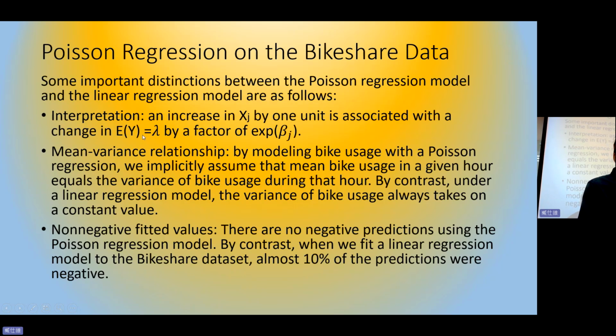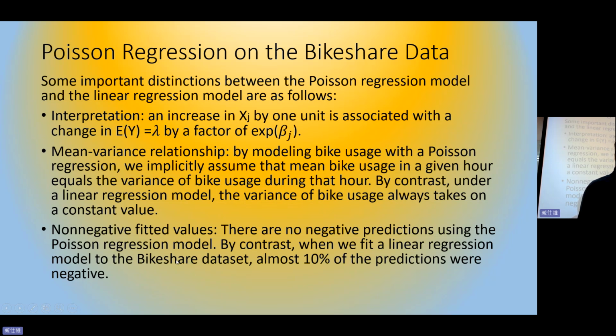The problem is about the interpretation. An increase in xj by 1 unit is associated with a change of the expected value of y, equal to lambda, by a factor of exponential beta j. Another thing is the mean-variance relationship. We implicitly assume that the mean bike usage in a given hour equals the variance of bike usage during that hour. So this is about the data structure.